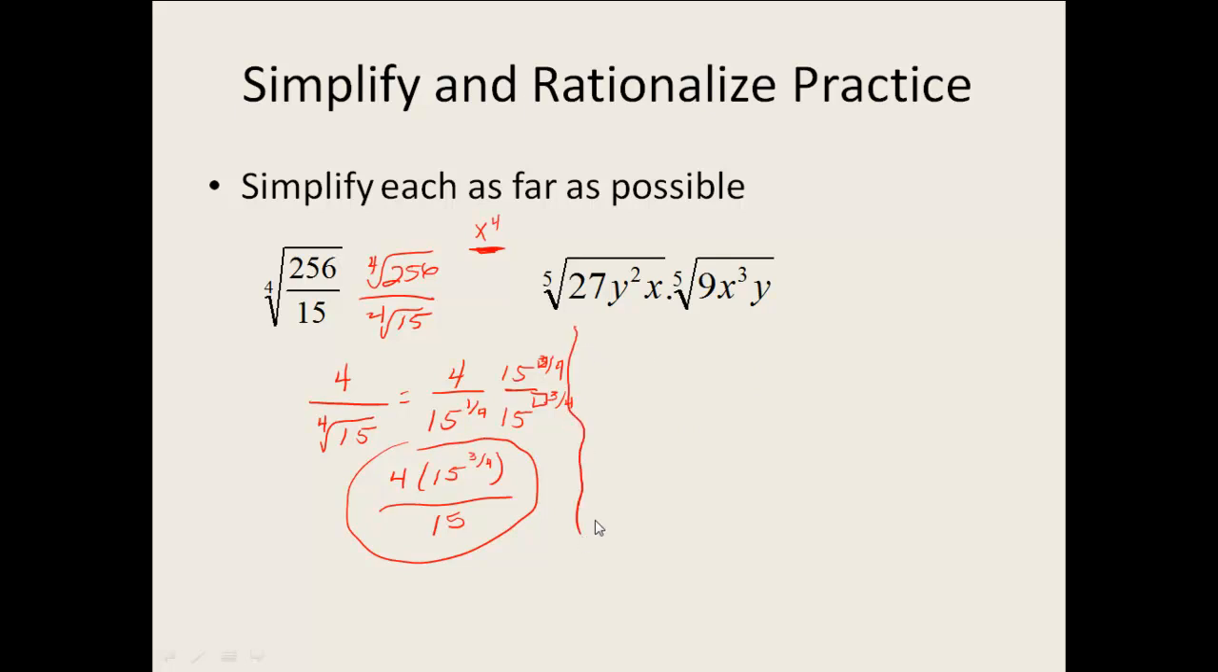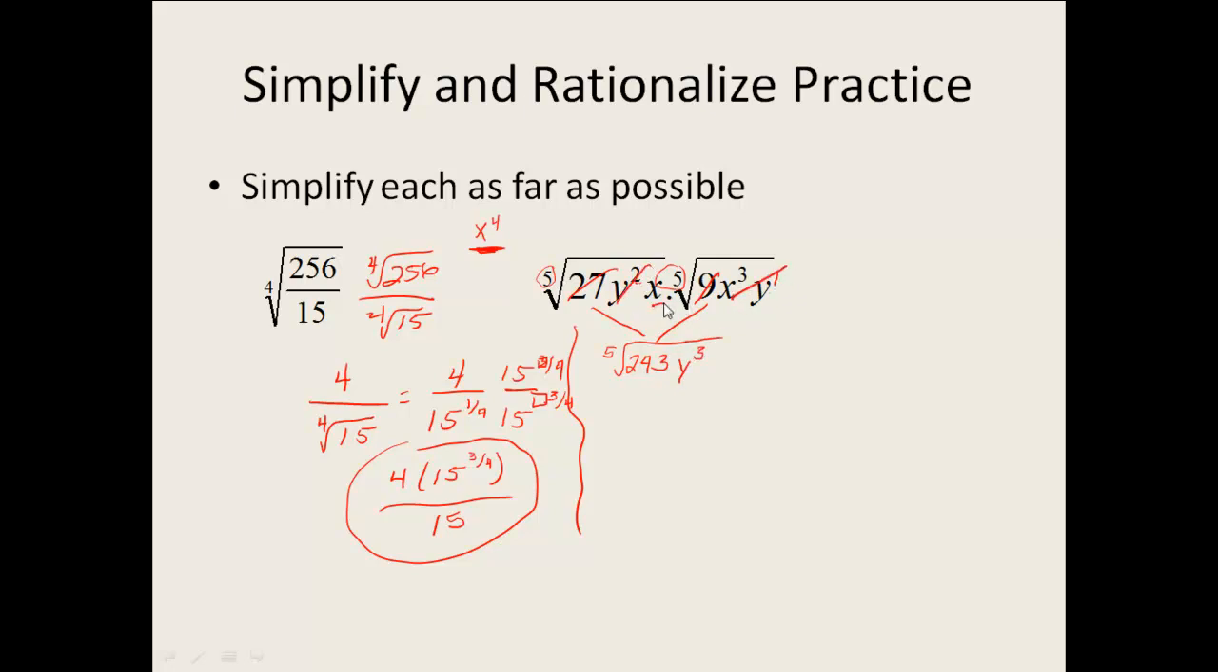Okay, this next one looks really messy. The first thing that you want to look at is, notice we have the same index here, so we have the same root. We have the fifth root and the fifth root. I'm going to start by combining them into 1. So I'm going to take my 27 times my 9, and that's 243. Then I'm going to look at my y's, and I've got 2 y's here and 1 y here. So when I multiply those together, I have y to the third. That takes care of those.